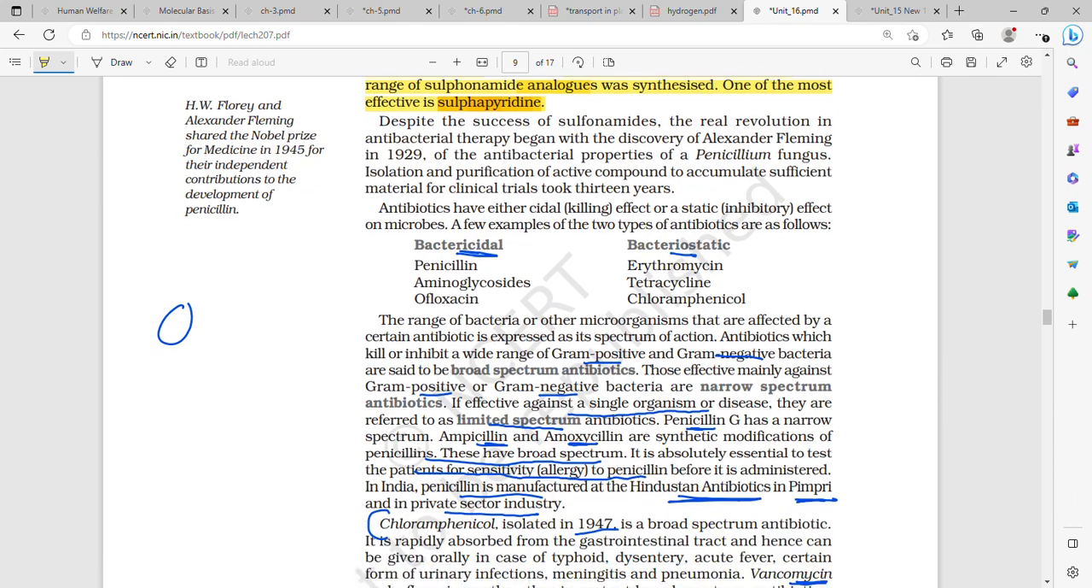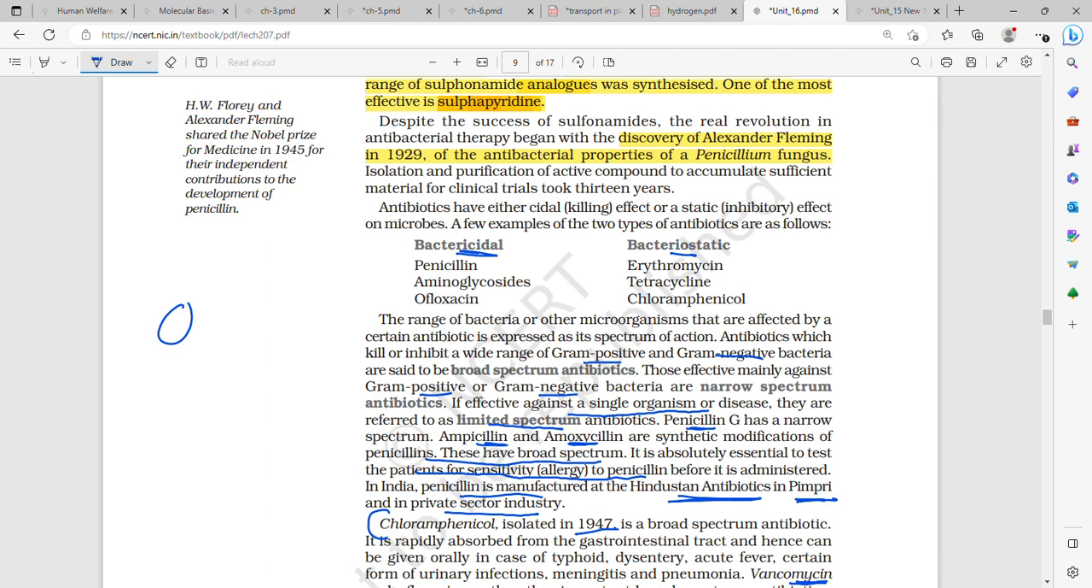Despite the success of sulfonamides, the real revolution of antibacterial therapy began when Alexander Fleming in 1929 discovered the antibiotic properties of Penicillium fungus. You must all know the story. He took a petri dish in which he was growing a culture of Streptococcus, but he forgot to wash it properly and he saw that a mold was growing, that was Penicillium, and the Streptococcus grew around it, but could not grow through it or with it. That is, in some way it was inhibiting the growth of bacteria.